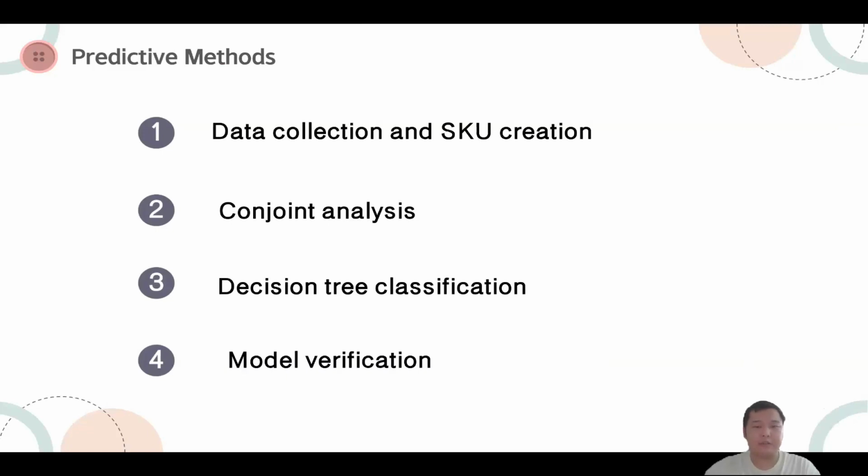The second one is conjoint analysis. This method calculates utility scores for hypothetical SKUs based on consumer preference. The third one is decision tree classification. The utility scores obtained from conjoint analysis are then used in a decision tree model to classify these SKUs. The last one is model verification. Verify the effectiveness of the model by comparing its predictions with actual sales data.